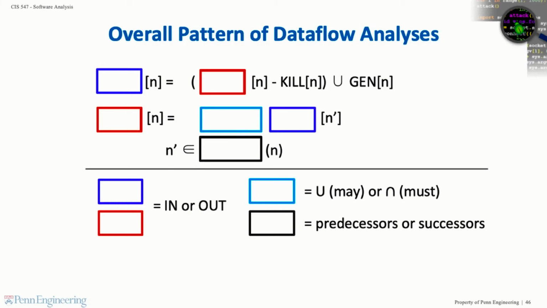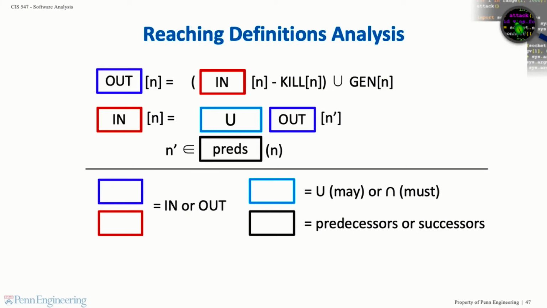Now that we have reviewed the overall pattern, let's instantiate it in turn for each of our four classic data flow analyses. We'll start with reaching definitions analysis, whose rules we examined earlier in this module. This analysis computes may information, which is evident from the goal of the analysis, which is to find definitions that could reach a program point along some path. Therefore, we fill in the purple box with set union.